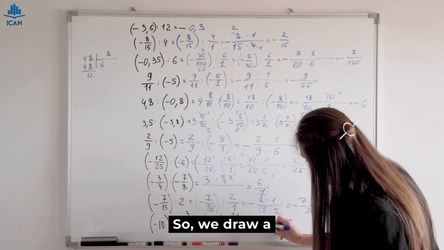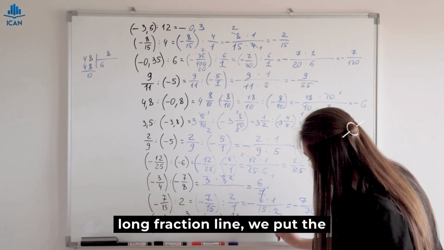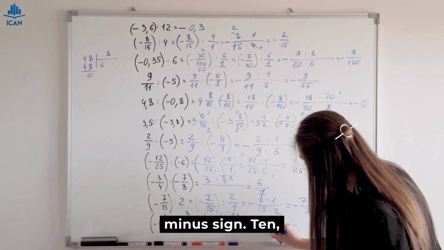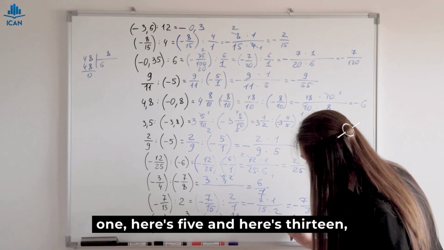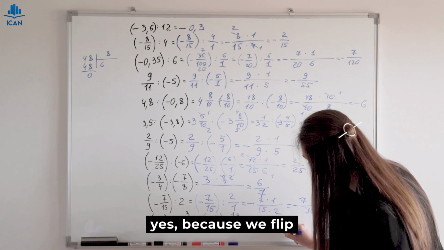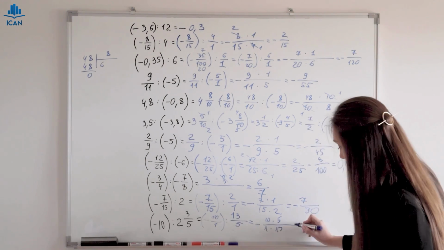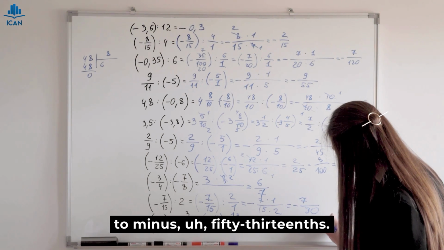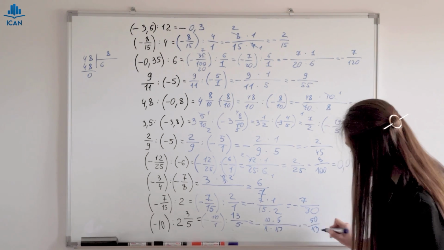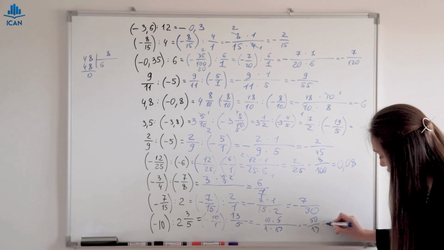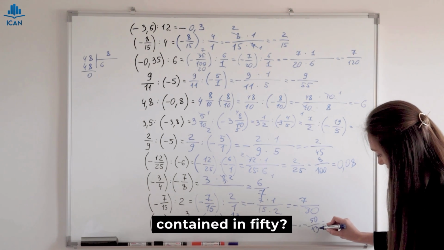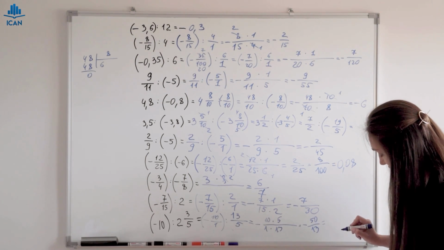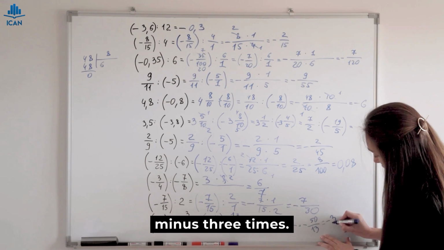So we draw a long fraction line. We put the minus sign. 10, 1, here's 5, and here's 13. Yes, because we flip this fraction. It comes out to minus 50/13. How much will this be? How many times is 13 contained in 50? First, it's minus 3 times.